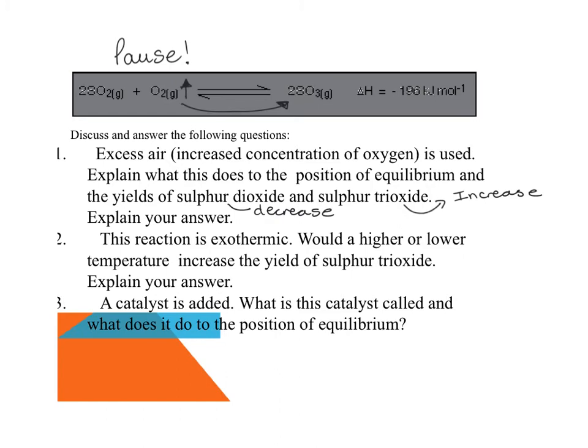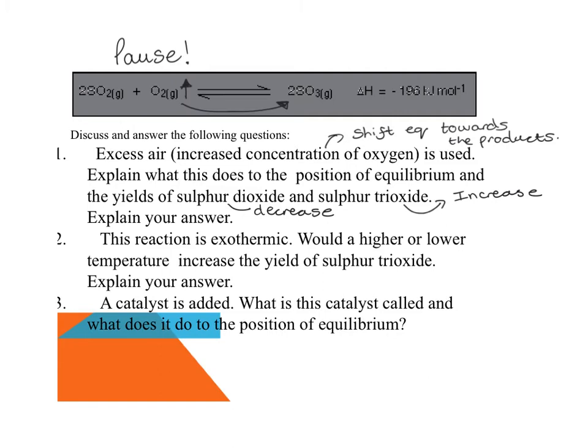So increasing the concentration is going to shift the equilibrium towards the products. So it's going to shift the equilibrium, just put EQ, towards the products.